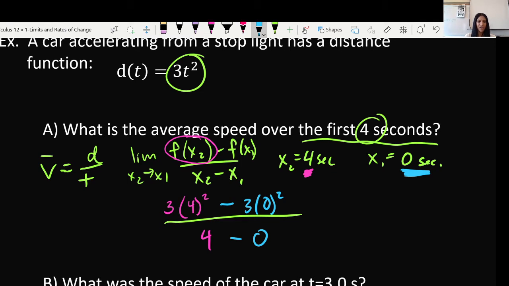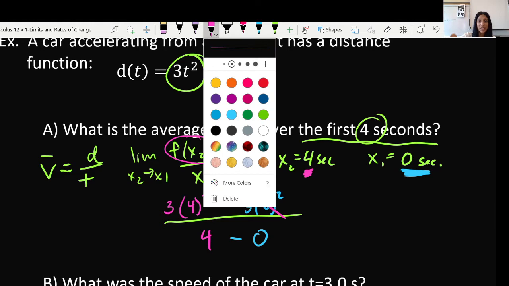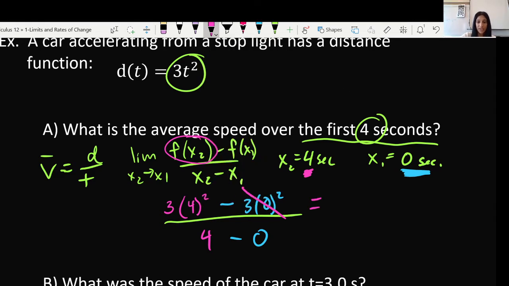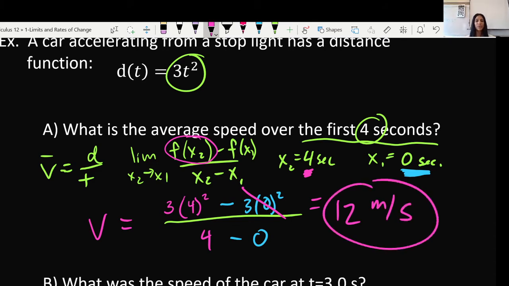So to start off with, it's a pretty straightforward one because we're dealing with the first 4 seconds. So to have a value of 0 to work with makes things much easier. We can see that that's just going to cancel out to give us 0, and we just have a 0 at the bottom, so it's just one simple calculation in order to figure this out. So we end up getting here that our velocity is equal to 12 meters per second when we work our way through this.